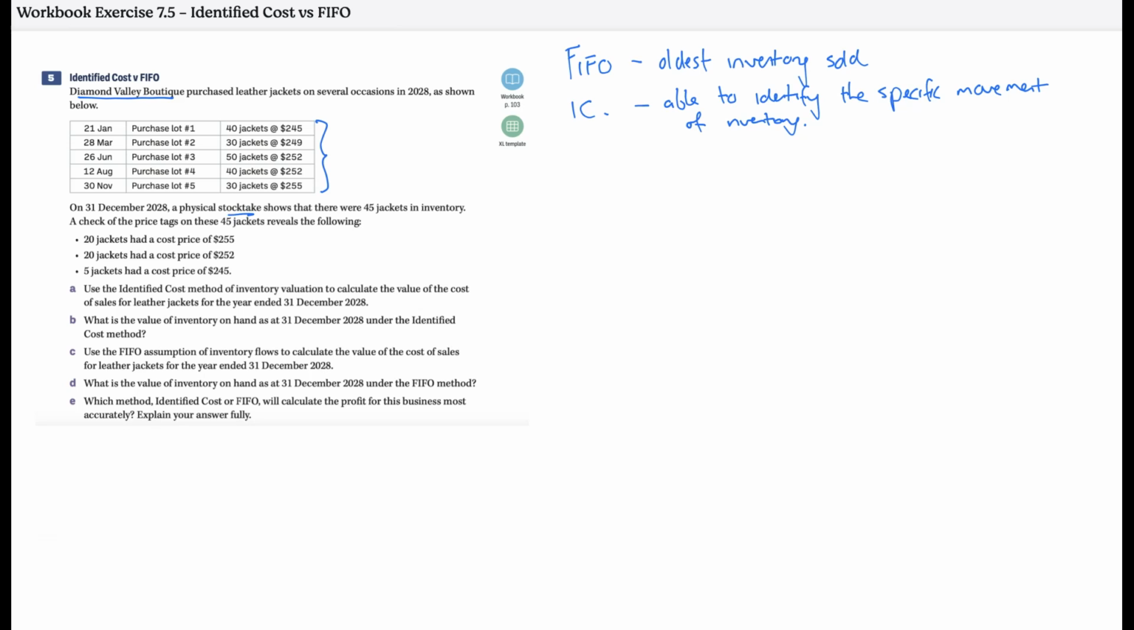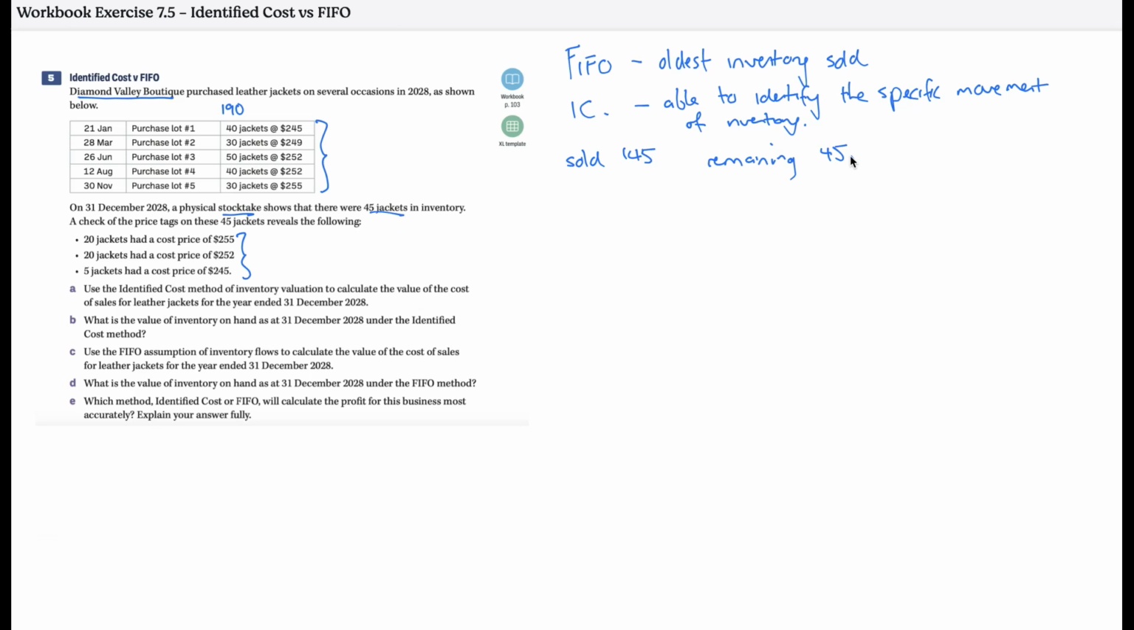When we did a stock take, so a count at the end of the year, it was determined that 45 were left. If we added all of those purchases up, we would realize that it is 190. Because there is 45 left, we must have sold 145, because we have only got these 45 remaining. So we have sold 145, remaining 45.